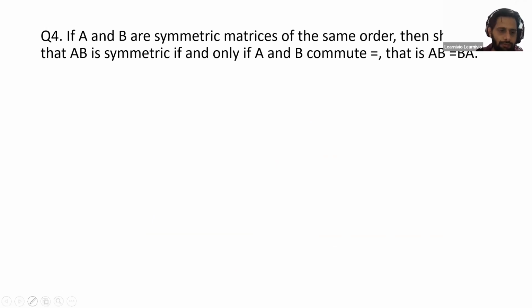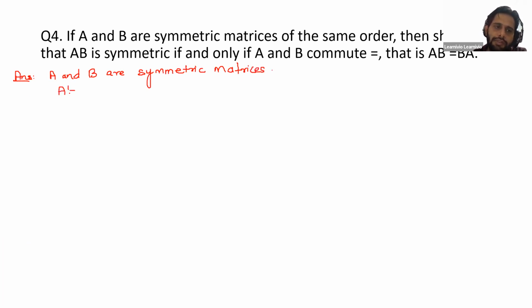Numa, what is a symmetric matrix? A transpose is equal to A. Very good. So in this question, it is given that A and B are symmetric matrices. That means A transpose is equal to A and B transpose is equal to B. This is given in the question. Now they're saying to show that AB is symmetric if and only if A and B commute.